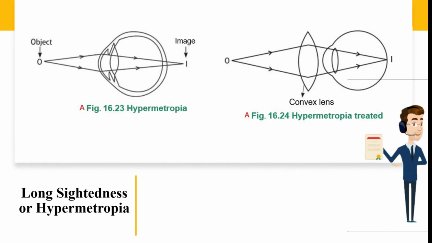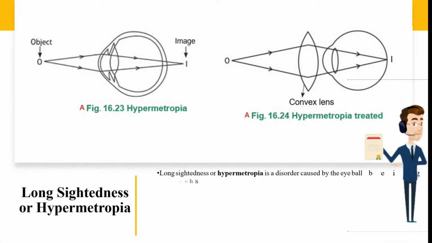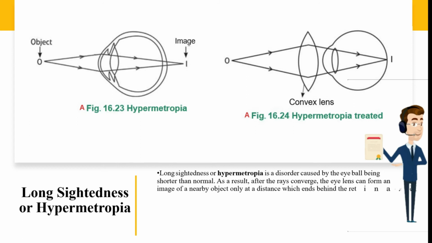Long-sightedness or hypermetropia. Long-sightedness or hypermetropia is a disorder caused by the eyeball being shorter than normal. As a result, after the rays converge, the eye lens can form an image of a nearby object only at a distance which ends behind the retina.